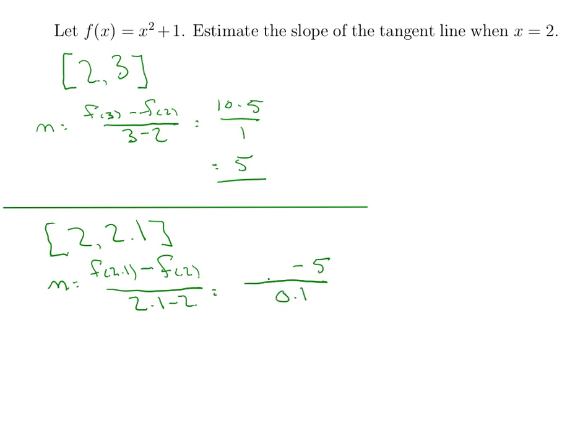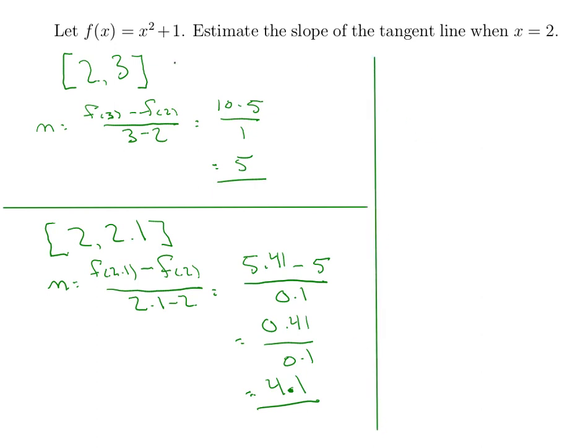0.1. So if I plug 2.1 into my function, I get 2.1 squared, which is 4.41. And then when I add 1, I get 5.41. So when I subtract these things, I get 0.41 over 0.1, which gives me 4.1. That's a better approximation of the slope of my tangent line. Now, I could do this more times. I'm not actually going to do it all the way, but I'll set it up.